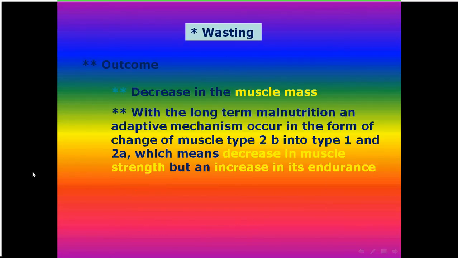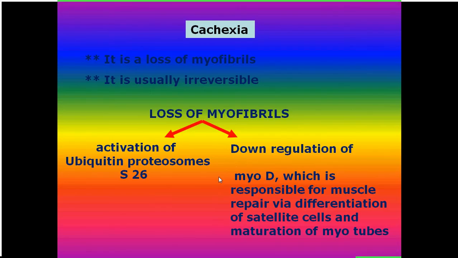The outcome is a decrease in the muscle mass, and at the same time, with long-term malnutrition, an adaptive mechanism occurs in the form of changes of muscle type 2B into type 1 and type 2A, which means a decrease in the muscle strength but an increase in its endurance.